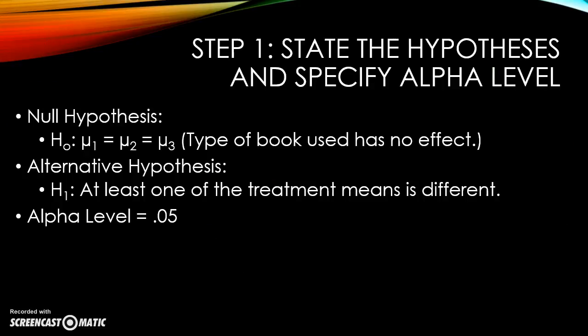So to start the hypothesis testing, or the ANOVA, we will state the hypotheses and specify the alpha level. The null hypothesis for this treatment would be H0: the mean of treatment 1 equals the mean of treatment 2, which equals the mean of treatment 3. And we can interpret that as the type of book used has no effect on the amount of miscues that is committed by each student. The alternative hypothesis, which is represented by H1, would be that at least one of the treatment means is different. And the alpha level we're going to use for this example is 0.05. This is a typical alpha level for ANOVAs.